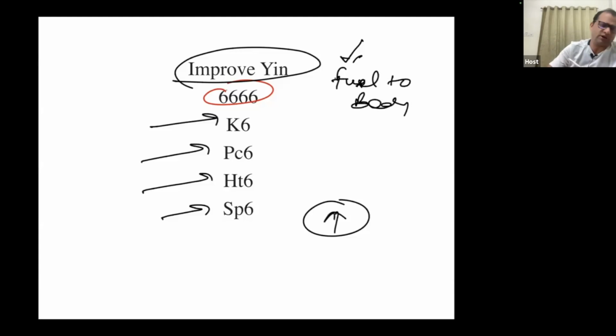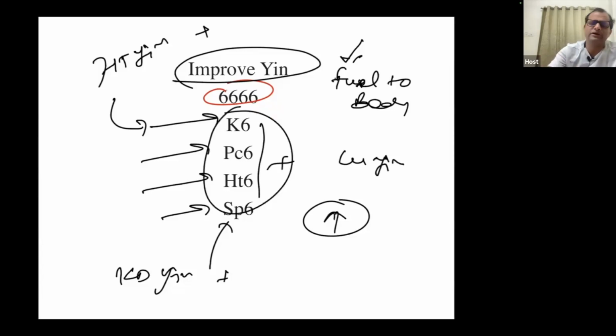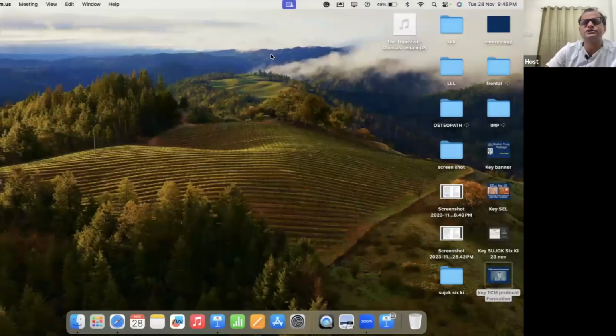Now suppose I want to improve the heart yin, I will add these points plus some point of the heart. Suppose I want to improve the kidney yin, I will use these points, maybe some point of the kidney. I want to work on the lungs yin, I will use these points, maybe some point of the lungs. But these are the basic points. ये हमारे सबसे basic point है, right? So that is called 6666 formula, one of the great formulas to improve the yin, right?